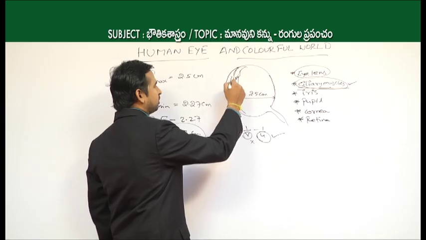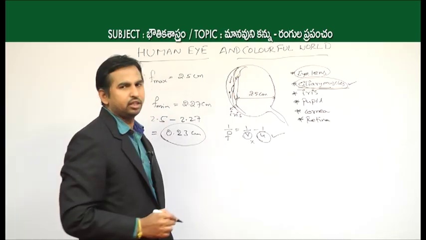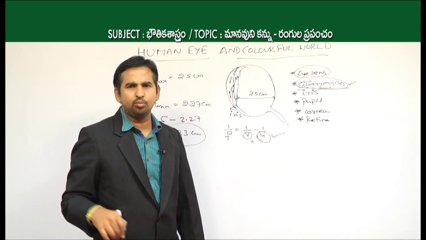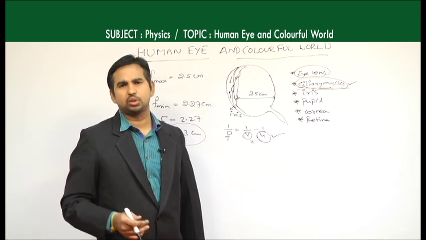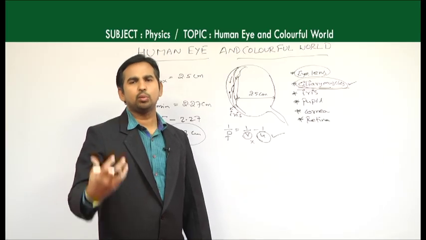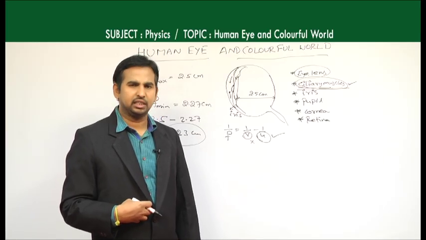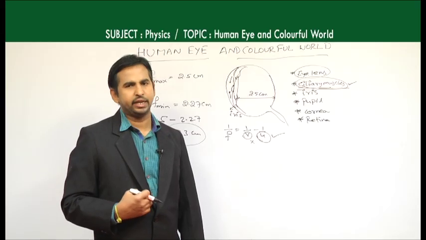It comes closer when you are exposed to high intensity light, and if you are in dim light, which is of low intensity, it expands backwards. So that more light can enter inside. That is the work done by our iris.